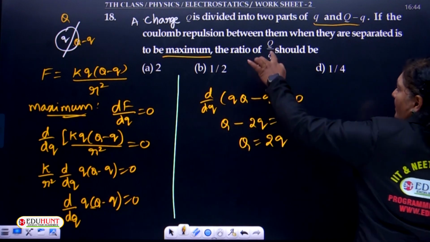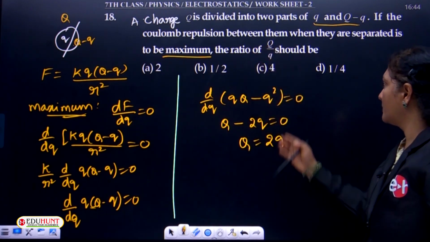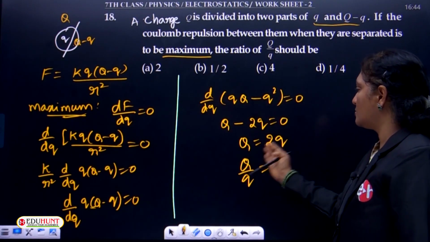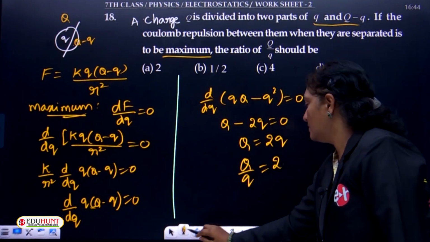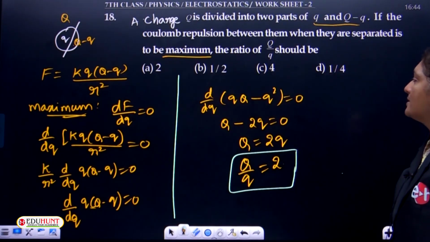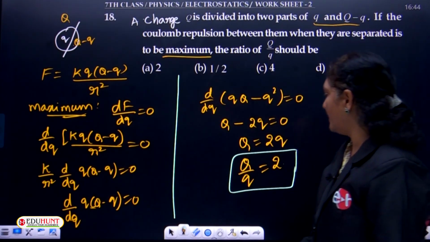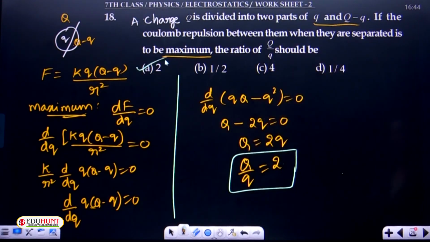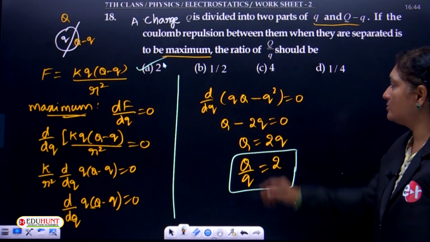But you are asked to find out the value of capital Q by small q. So bringing this towards the left side, you are left with 2. Hence, the value of capital Q by small q is found to be 2. Hence, the correct option is option 1. The answer is 2. Okay. So, is that okay, children? So, Q by q is found to be 2.